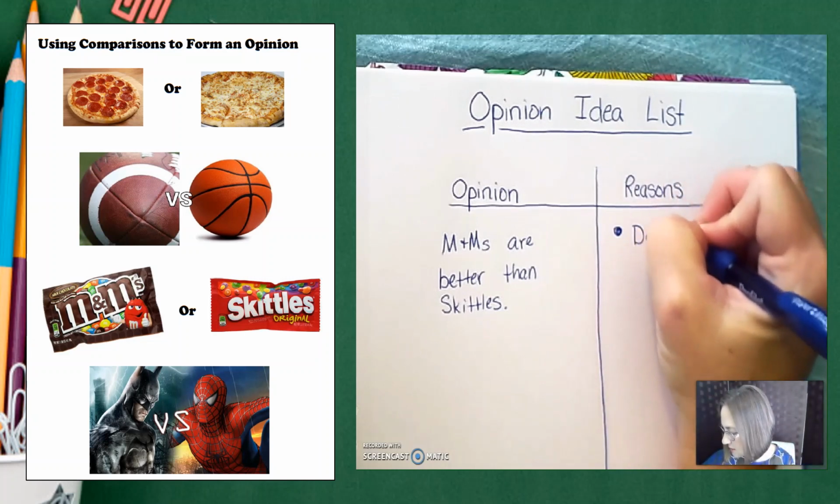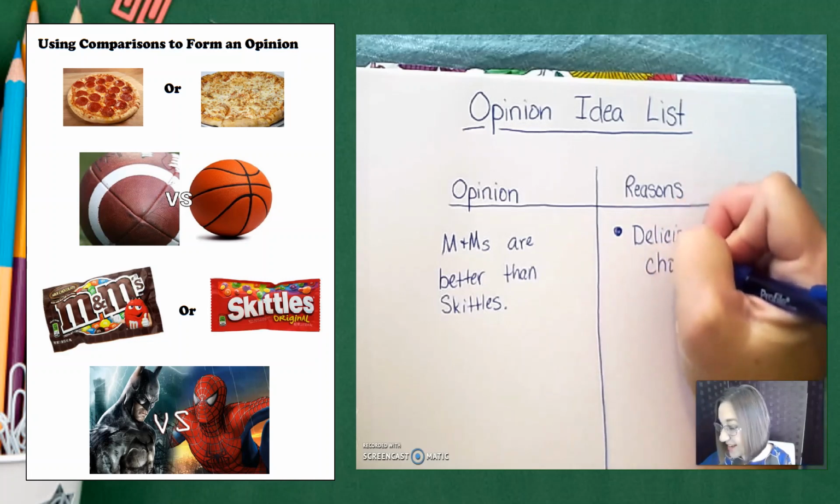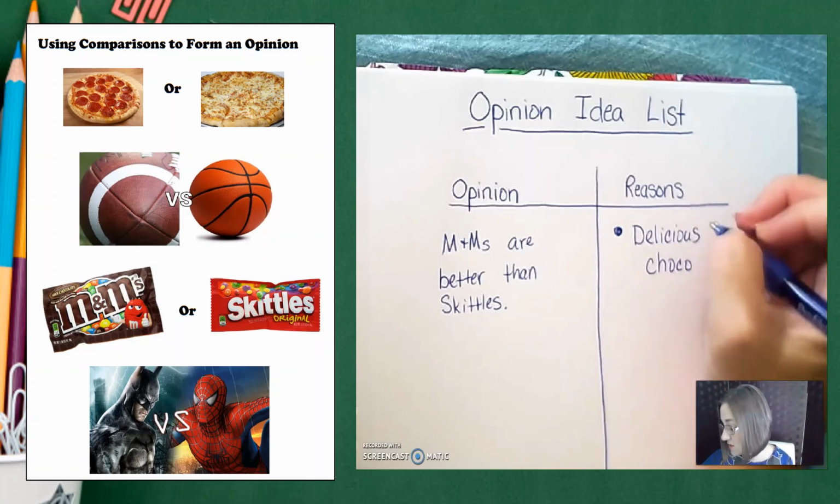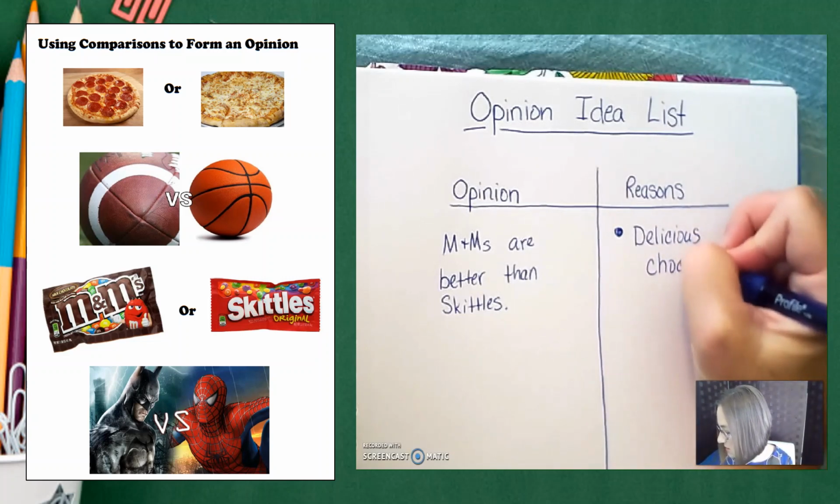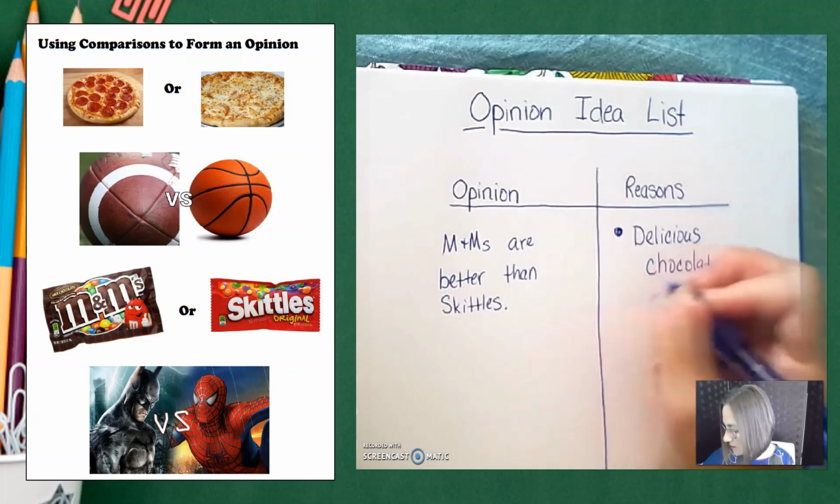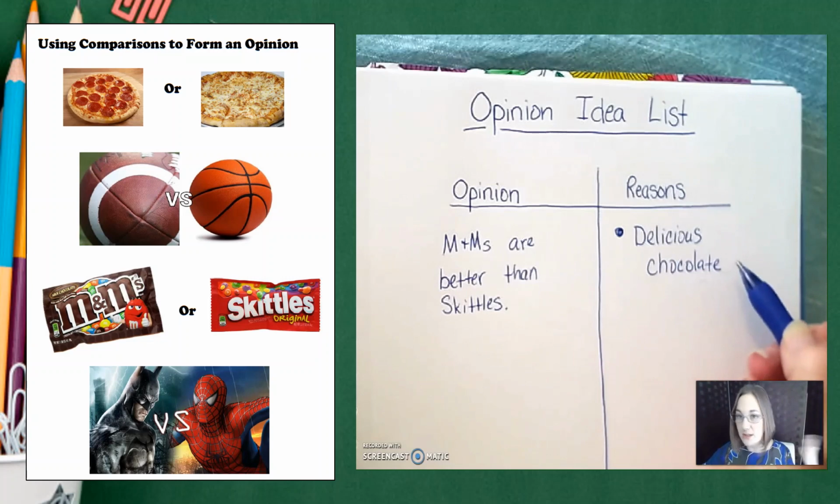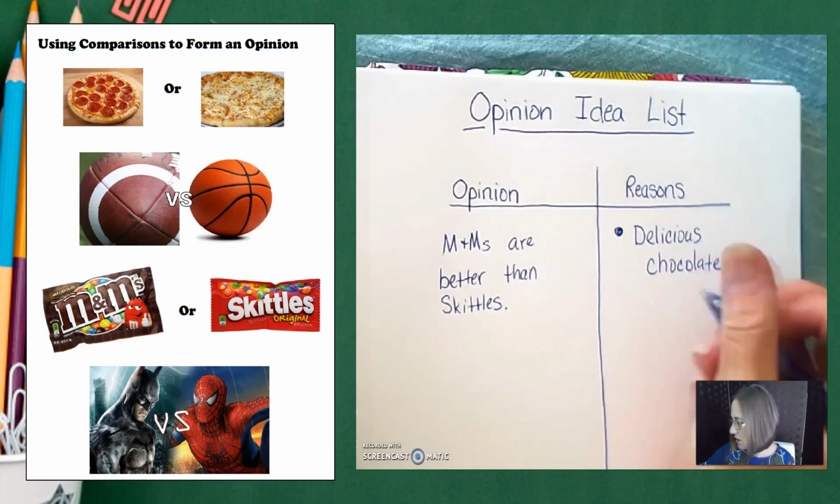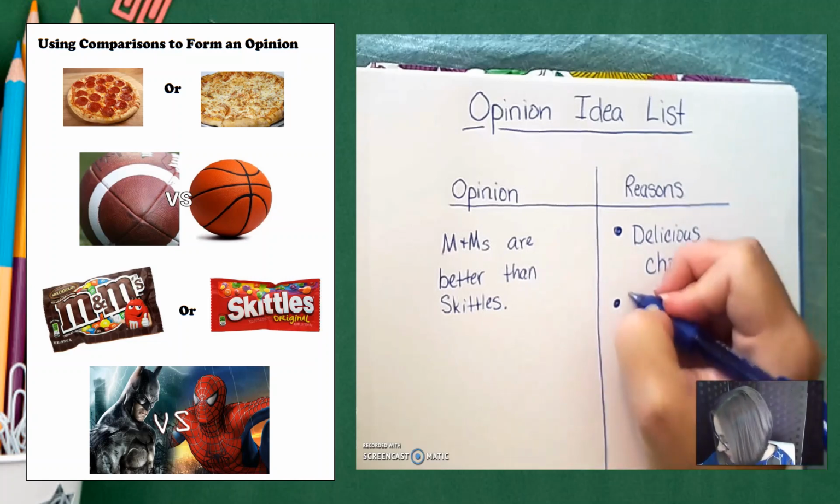Delicious chocolate. Notice I'm using a word like delicious because that is an opinion word that I want my readers to know. Delicious chocolate. And I didn't make it into a sentence. I just made a little bullet and I remind myself, oh yes, I want to tell them that it's made of delicious chocolate. I remember that I said that there were yummy centers.